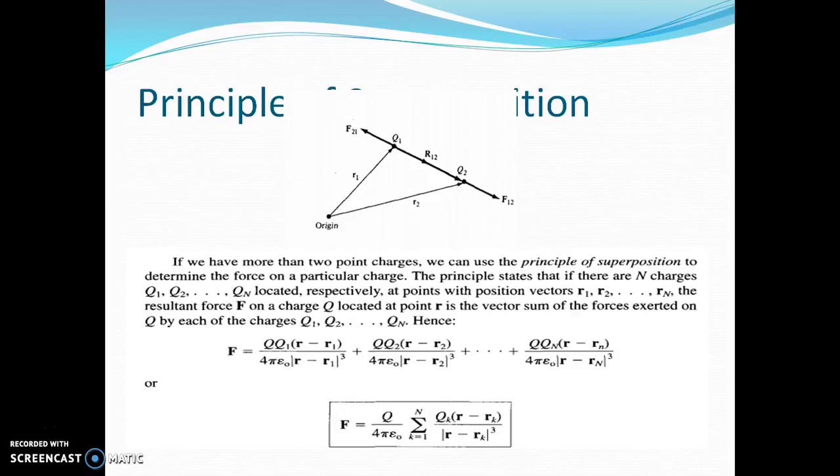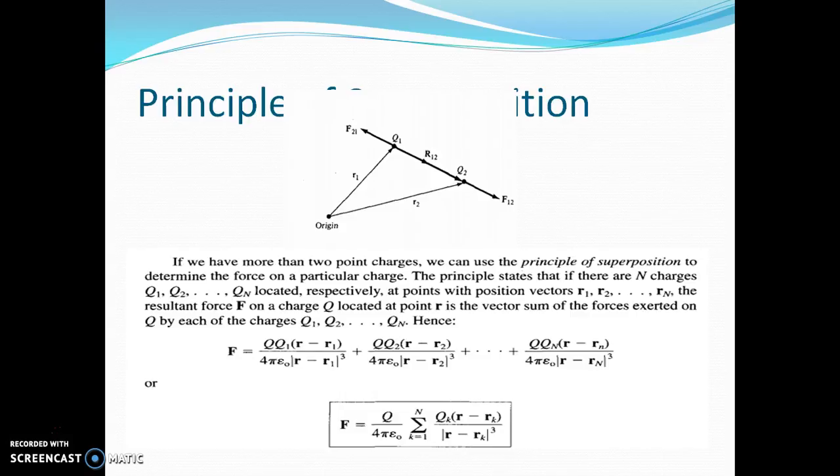Principle of superposition. If we have more than 2 point charges, we can use the principle of superposition to determine the force on a particular charge. The principle states that if there are N charges Q1, Q2 and so on up to QN located respectively at points with position vectors R1, R2 and so on up to RN, the resultant force F on a charge Q located at point R vector is the vector sum of the forces exerted on Q by each of the charges Q1, Q2 and so on up to QN.